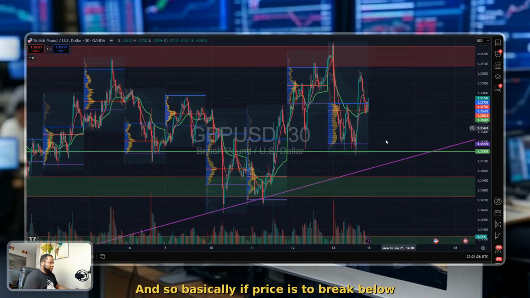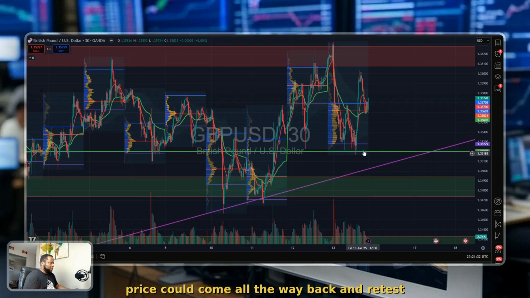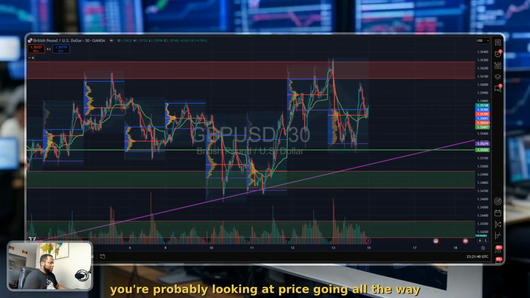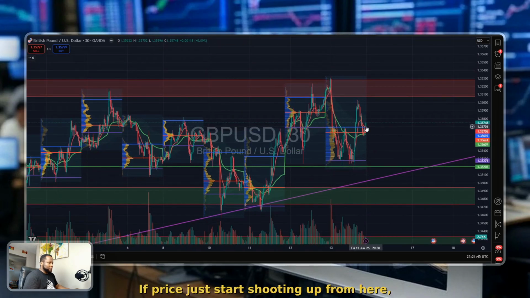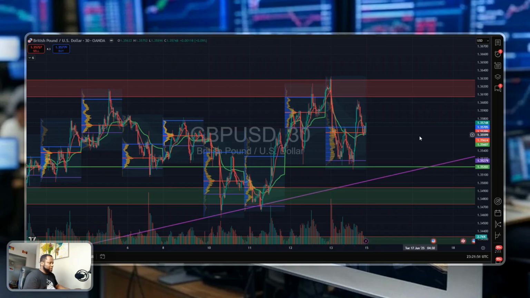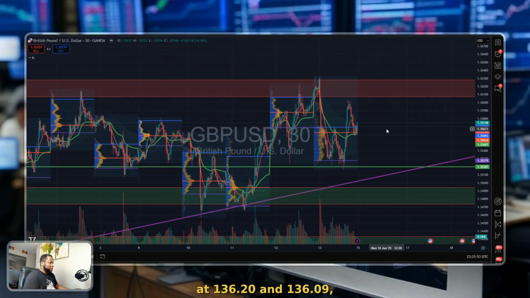And so basically, if price breaks below this VWAP at 60, you should be looking at the possibility that price could come all the way back and retest 21, which is almost a 40 pip move. And if this resistance or the support doesn't hold, you're probably looking at price going all the way back to 134.90. If price just starts shooting up from here, we have a little resistance zone here to consider at 136.20 and 136.09.